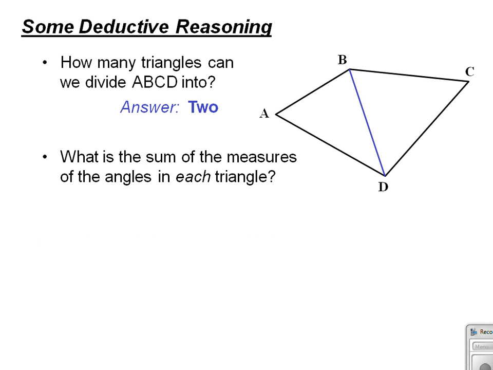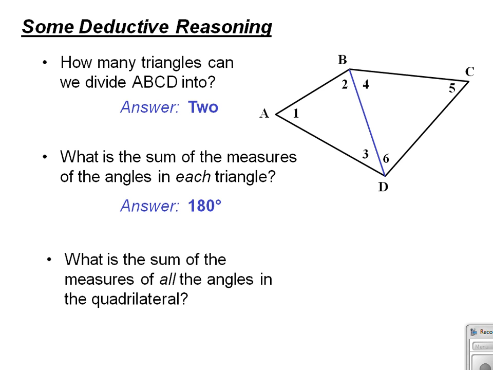Now, what's important about that step is that when we divide this quadrilateral into two triangles, we know that the sum of the measures of the angles in each triangle has to be 180 degrees. So labeling each of those 6 angles there, we know that angles 1, 2, and 3 together must add up to 180 degrees, and the sum of angles 4, 5, and 6 also have to add up to 180 degrees.